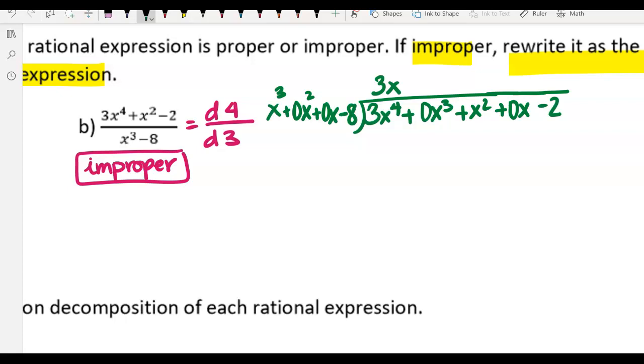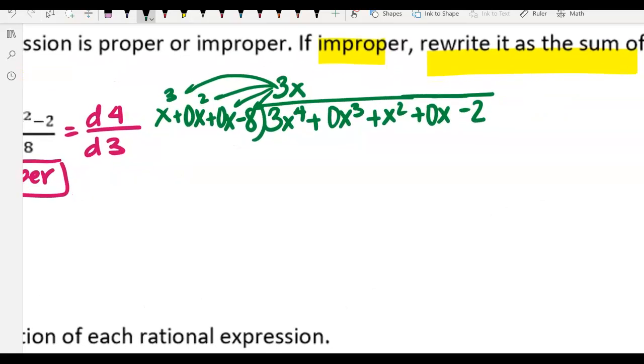You wrote something on the top. You kept telling me to do what? Multiply. But we had to multiply the entire thing. Okay? So 3x times x to the third is 3x to the 4th. 3x times 0x squared is 0x to the third. 3x times 0x is 0x squared. 3x times negative 8 is? Negative 24x. Right. And then after you multiply, you kept telling me to do what?